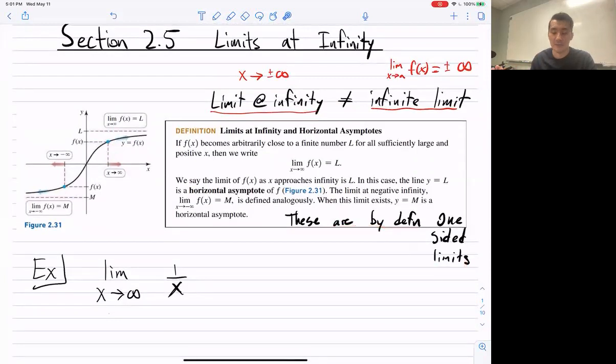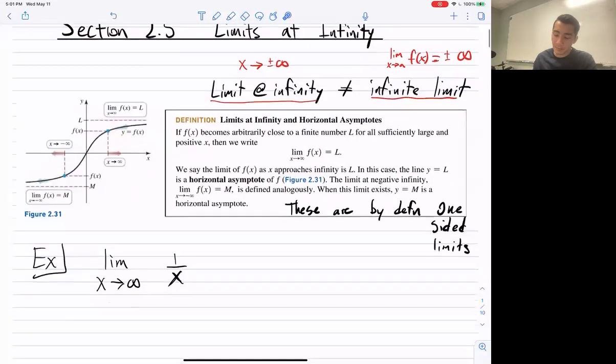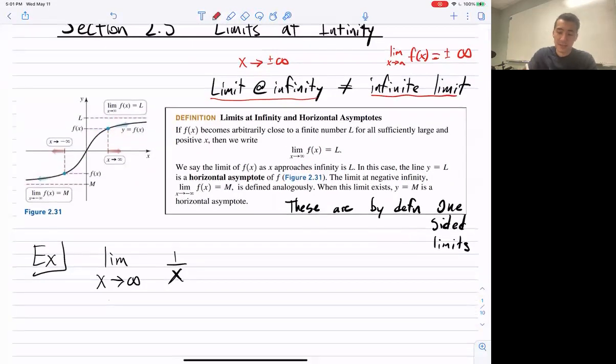So the limit as x approaches infinity of f of x equals a number L if, as it goes all the way to the right, it goes to that number L. And these are one-sided limits. So let's do an example.